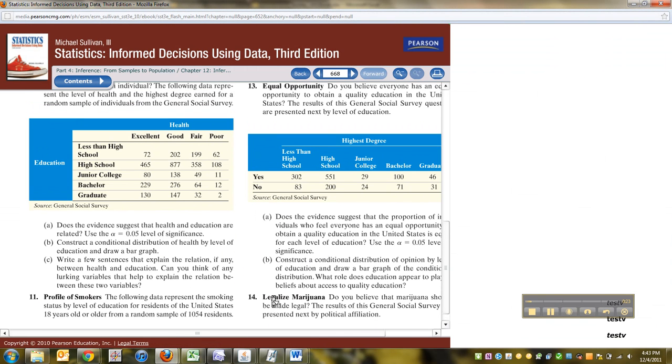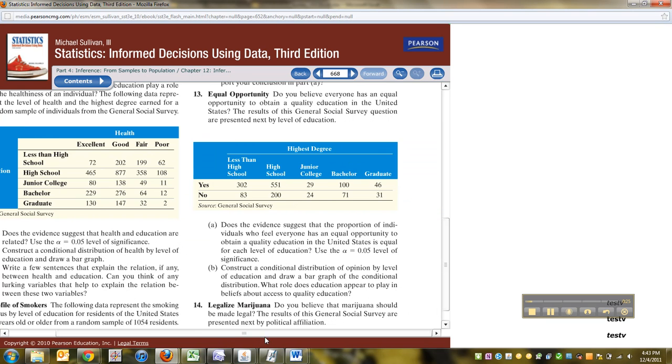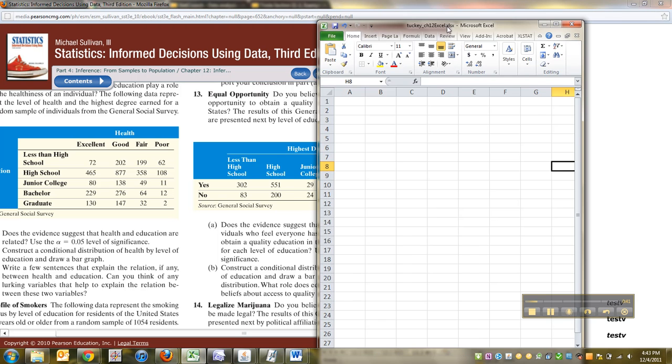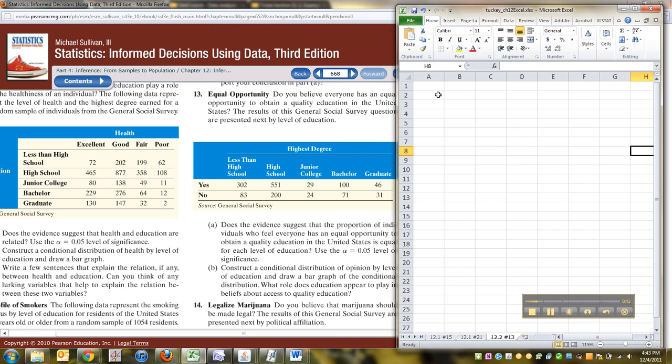It's right down here. Do you believe everyone has an equal opportunity to obtain a quality education in the United States? The results of this general social survey question are presented in the text below. And I got to take a moment here and just comment that this is so great. I mean, these tests that we're doing in Chapter 12, they're getting at some really big issues. But it's qualitative data issues, not quantitative data issues, which is why it's so fascinating.